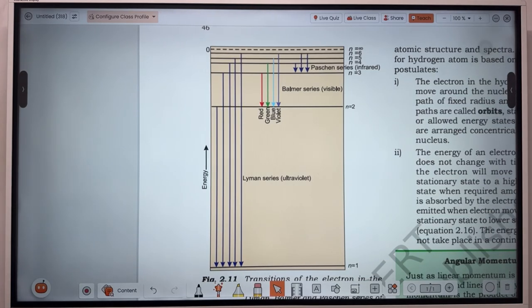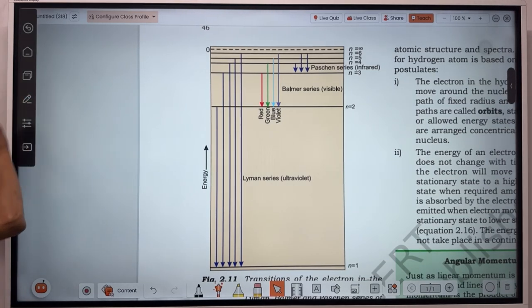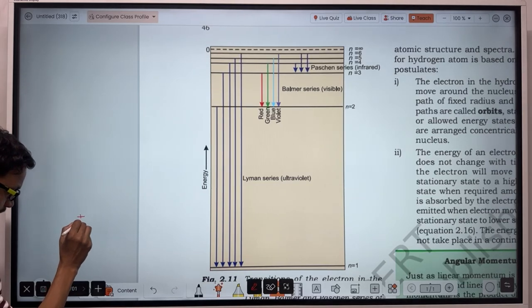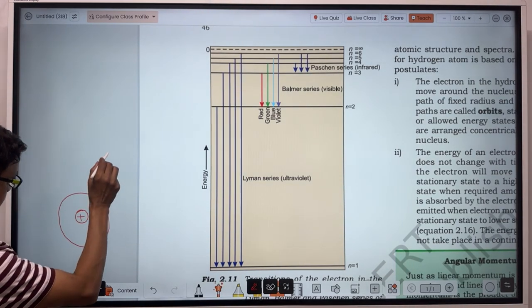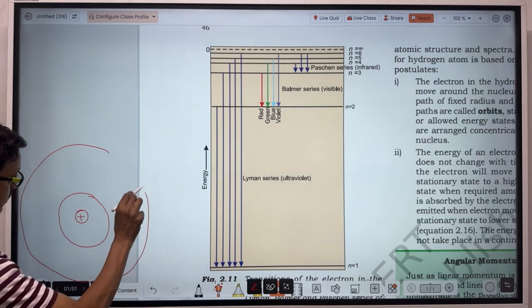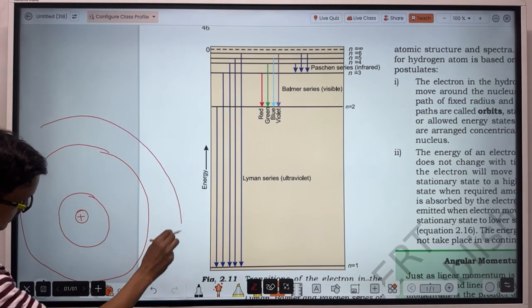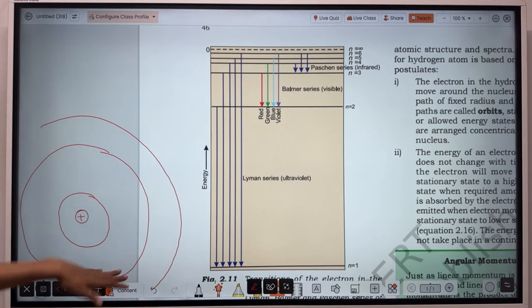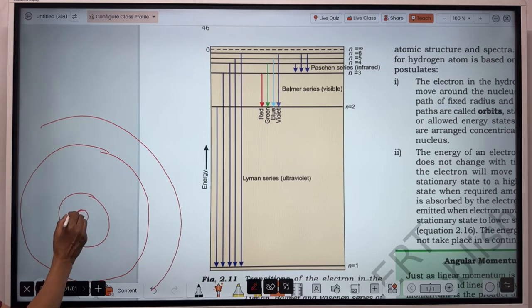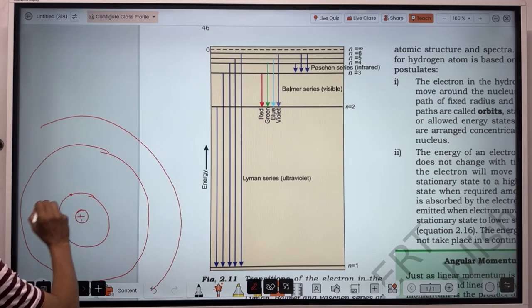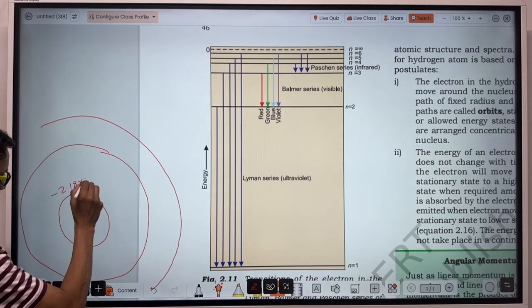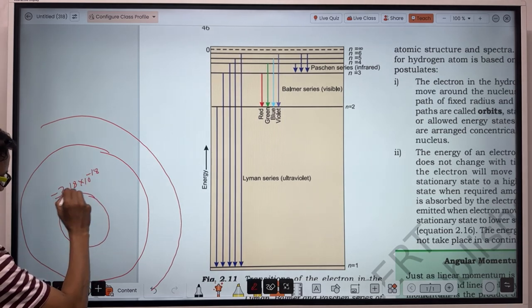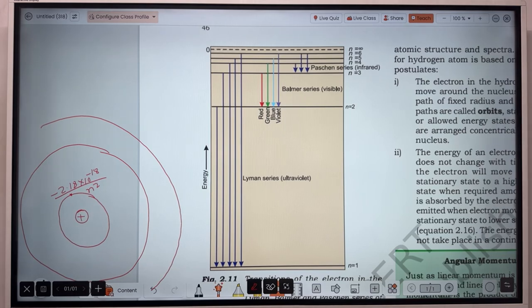Listen here, hydrogen, you know about that. In the nucleus of hydrogen, this is the first shell, and the electron revolves in a circular path, then the next shell, and then the next. You already know the energy of an electron in any shell: minus 2.18 into 10 power minus 18 upon n square. That is the energy of an electron in any shell.